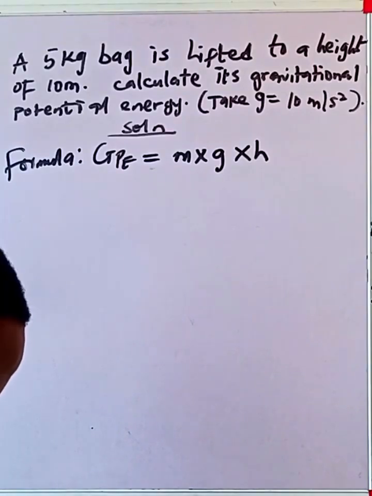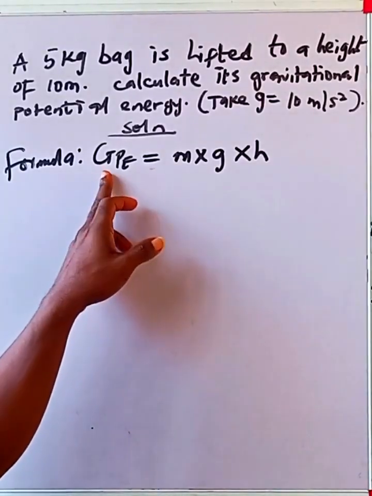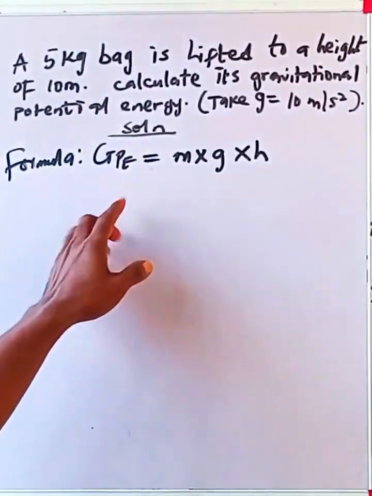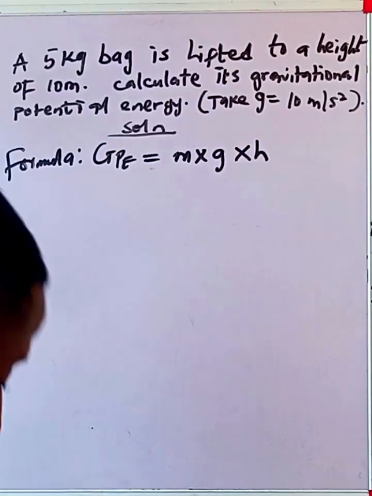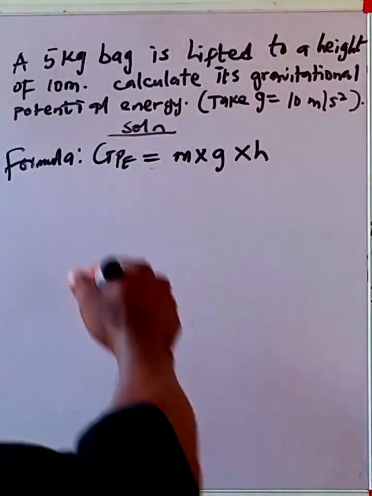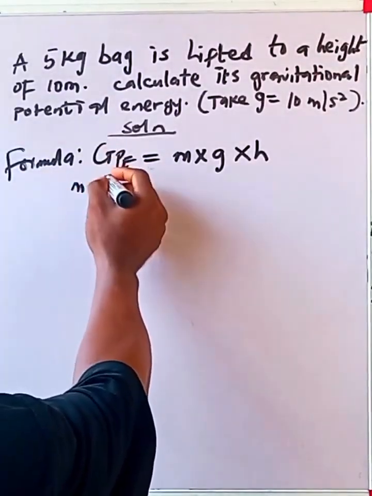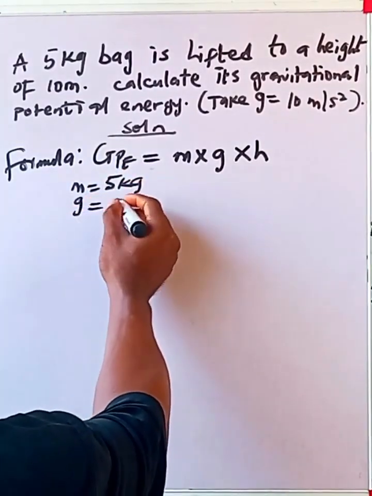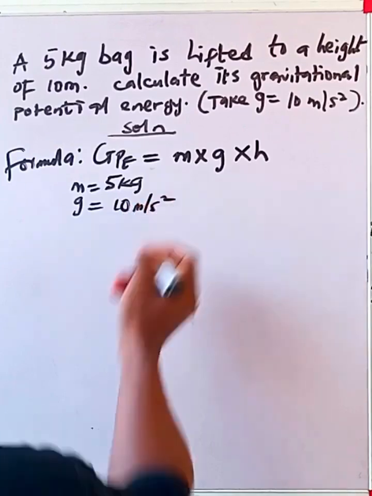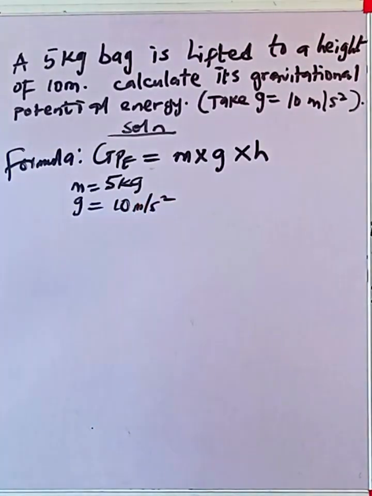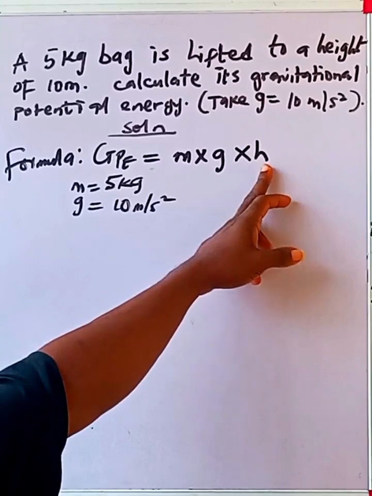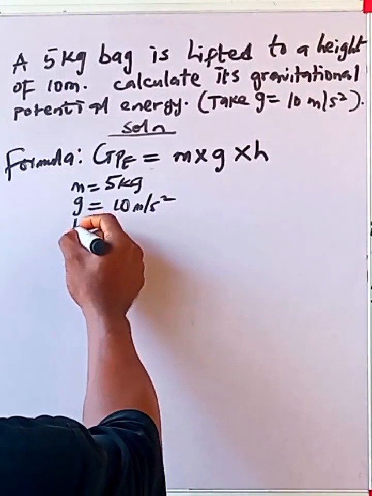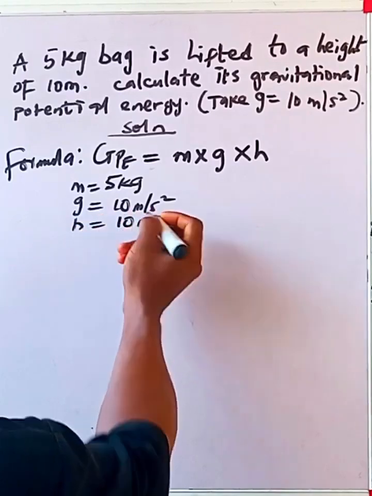Now, this GPE means gravitational potential energy. All right, so now they gave us M. M is what? 5 kg. All right, they gave us G. G is what? 10 meter per second square. But did they give us height? Yes, we are given height. Height is equals to 10 meter.